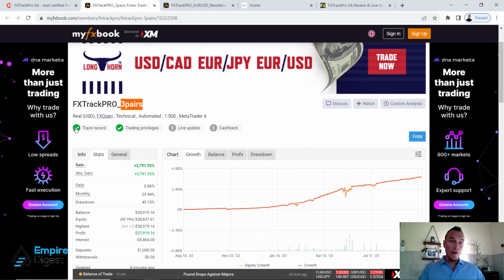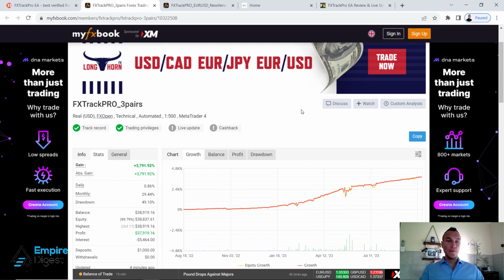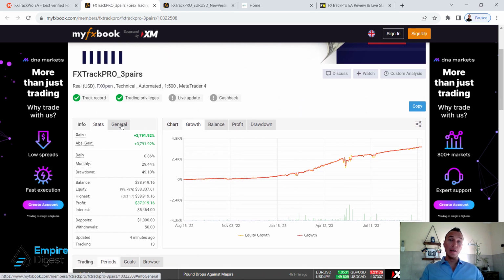The track record is verified, trading privileges is verified, live update, that is just a thing between the broker and the investor, etc. They have to link the accounts properly, and then the live update will appear. So next thing I want to look at is I want to make sure it's a real account.